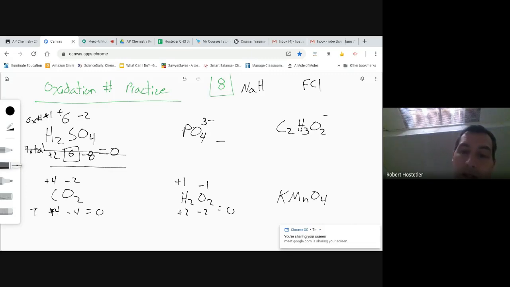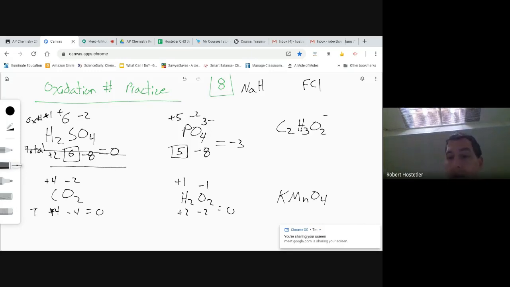For an ion, now the total is going to equal the charge of the ion. But O is still -2, so this is still going to be -8. And then we need something here to make that work out. So in this case, it's going to be a 5. And so the oxidation number for phosphorus in this case is +5.